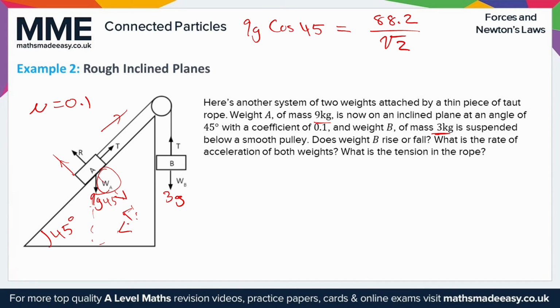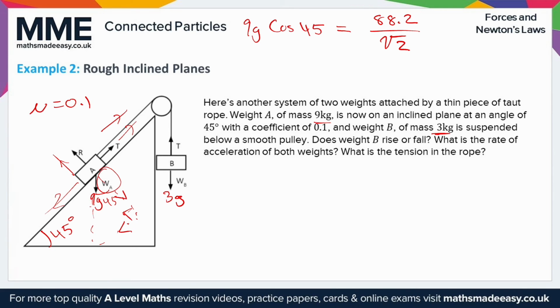Okay, then we're going to work parallel to the plane, and we need to form some sort of equation. What do we have going parallel? Well, we have T going this way, and we have some component of the weight going this way. So is it going to act up or down? For now, we don't really know, but we do know there is some friction because it says a coefficient of 0.1. Okay, so I'm going to imagine that it's acting down and just take mg sine 45.